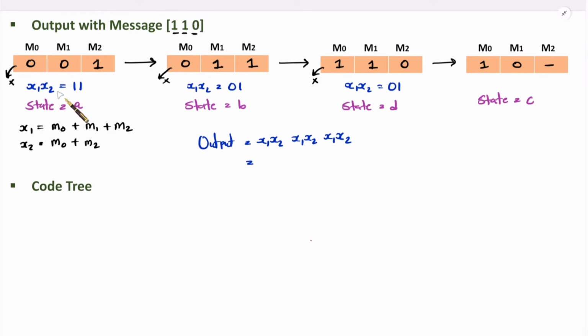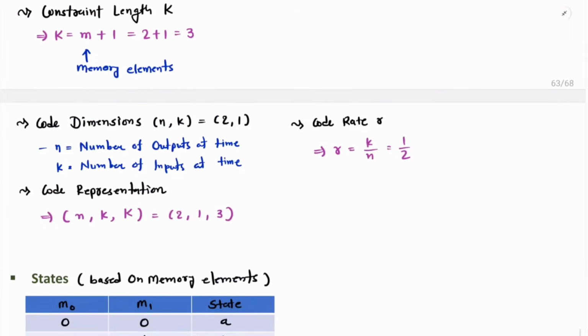Here we will have x1, x2 with the first one, that is 1, 1. Then for the second one, x1, x2 is 0, 1. And for the next 0, x1, x2 is 0, 1. So you can observe here our output is of 6 bits and our message is of 3 bits. So based on that, one can say code rate is 3 divided by 6, that means half, right?